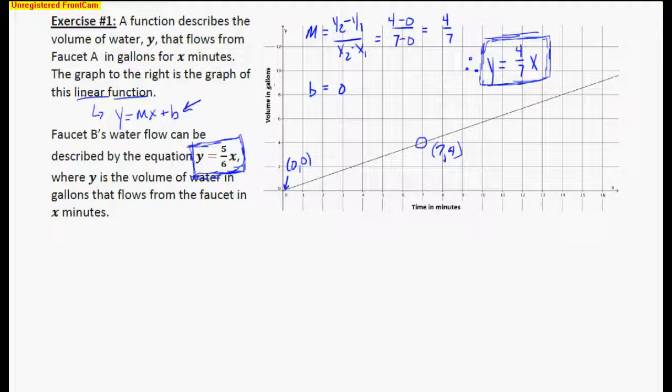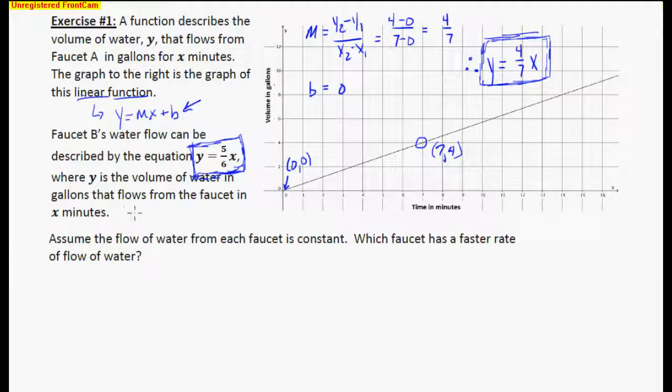So what is the first question here? Assume the water flow from each faucet is constant. Which faucet has the faster rate of flow? Well, the rate of flow, remember we've said a few times, you can think of that as your slope. So in faucet A, the slope is 4/7. In faucet B, the slope is 5/6.